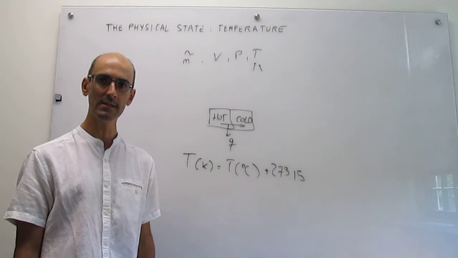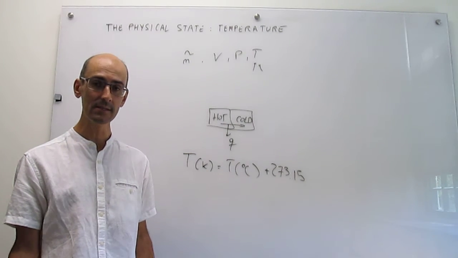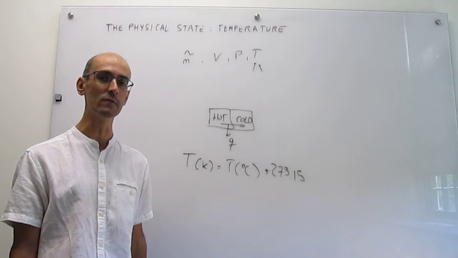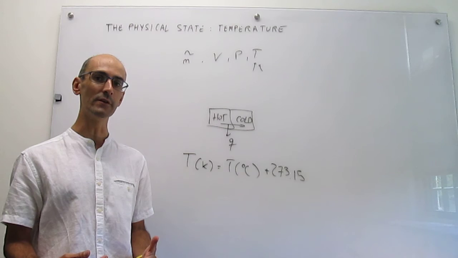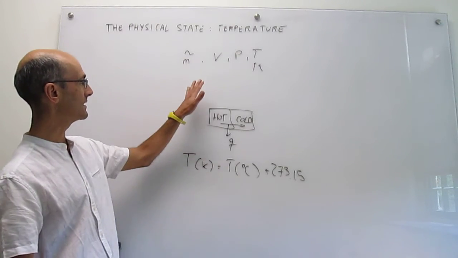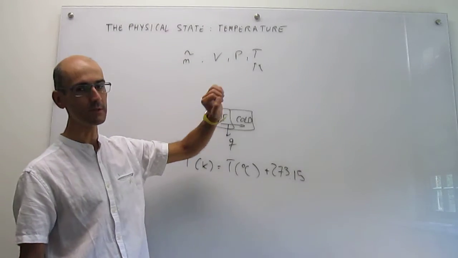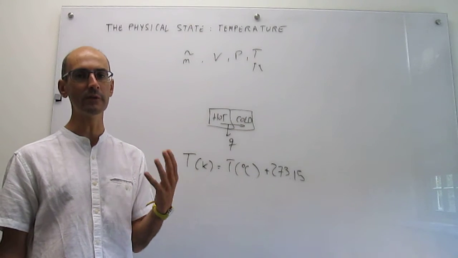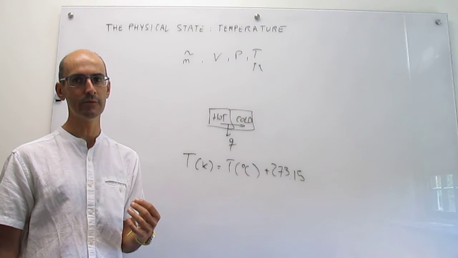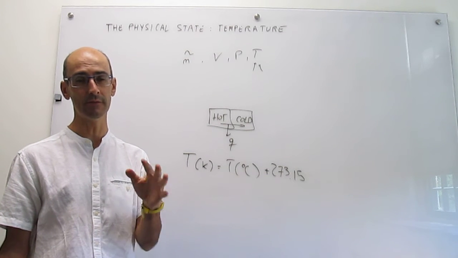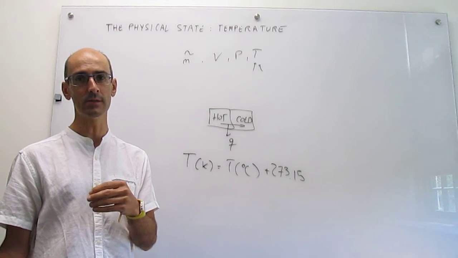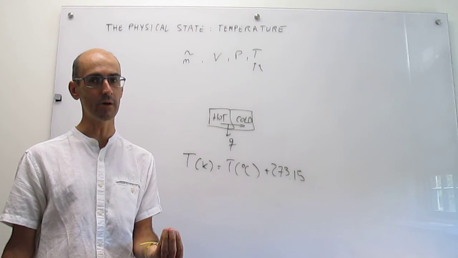So this is it really about the physical state. We have spent the last few videos talking about what the physical state is and defining the various components of the physical state: amount, volume, pressure, and temperature. And now we're going to be moving forward and try to define what an equation of state is. From the physical state, you get to something that is called an equation of state.